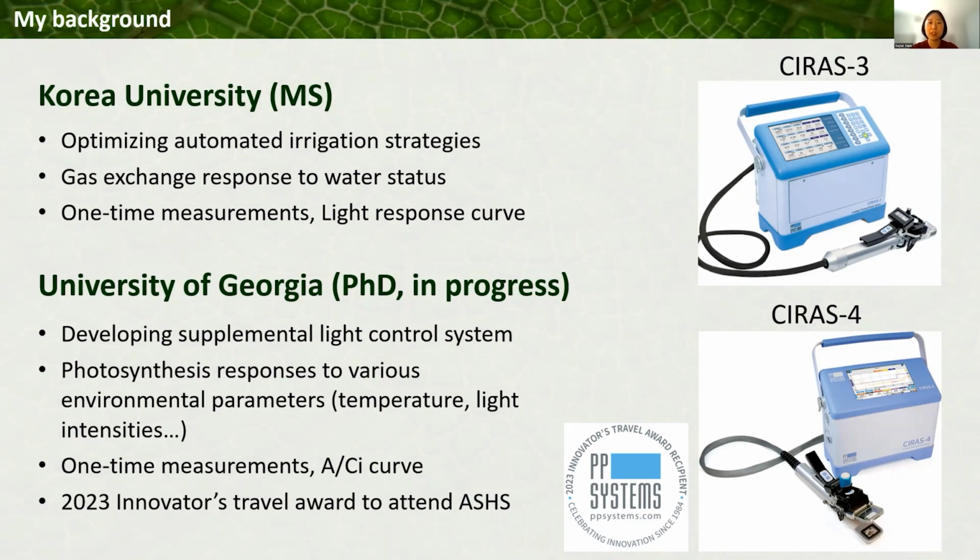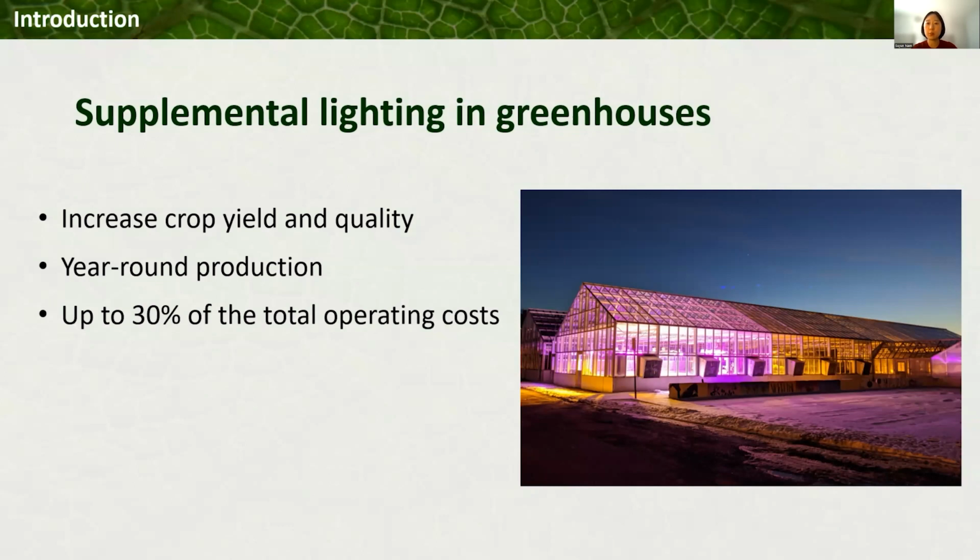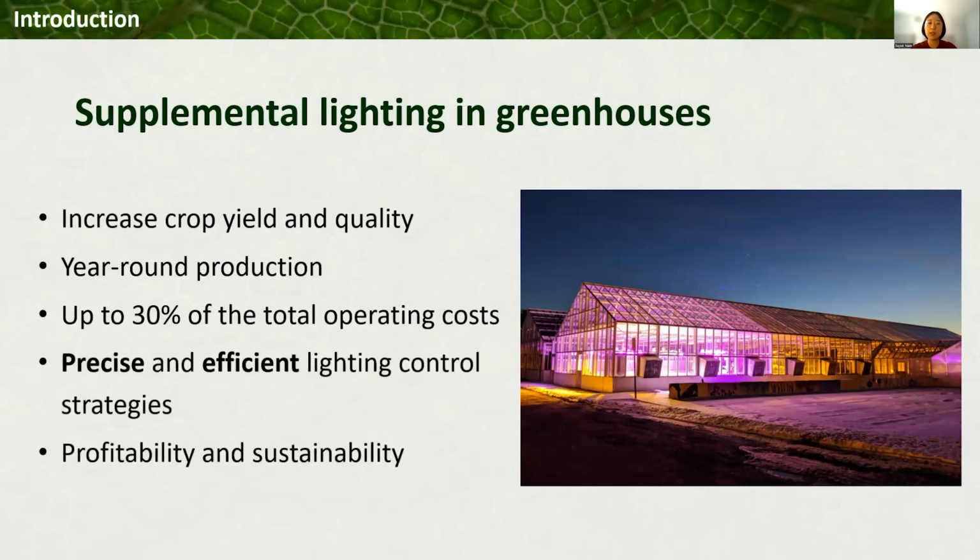Today we are talking about supplemental lighting. As you all know, supplemental lighting is very important to increase crop yield and quality. Of course, year-round production is also possible because of supplemental lighting, especially in northern areas. But the problem is always the operating cost. Up to 30% of the total operating cost can be due to supplemental lighting. So we have to develop precise and efficient lighting control strategies so that we can obtain profitability and sustainability.